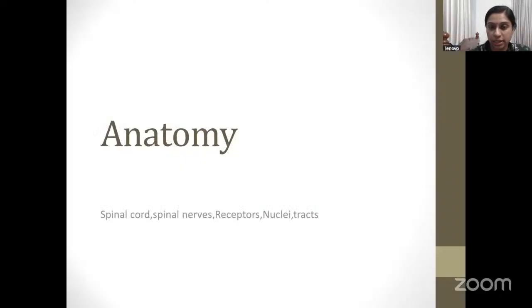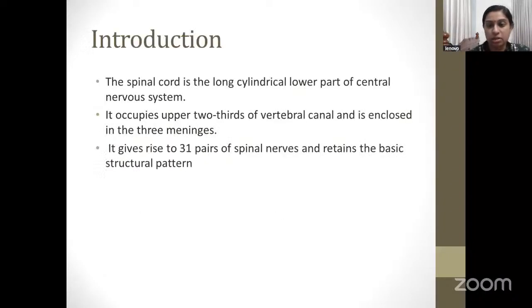ductus, nuclei, and the tracts. Okay, so basically we have the central nervous system and the peripheral nervous system, and the parts of the central nervous system basically involve the brain and the spinal cord. So today we are going to discuss the spinal cord.